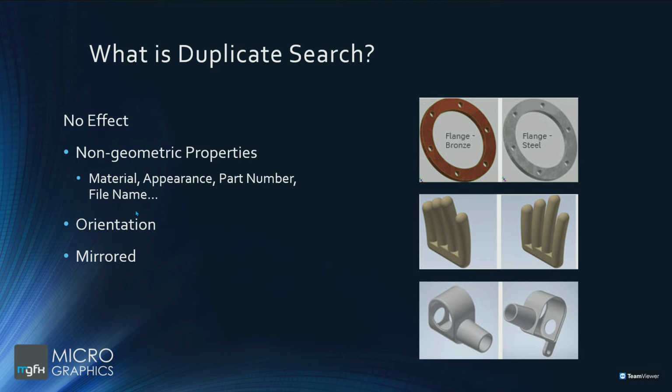They would still be seen as duplicates. And also mirrored components, that middle image there, a right-hand or a left-hand version of a file, that has no effect. They would still be seen as duplicates. The idea here is that if you find a mirrored version, you may be able to use that, or you may be able to take that mirrored version of what you had and mirror it again to get an opposite hand. So those are the things that have no effect on a duplicate file, or are not taken into consideration when looking for duplicates.